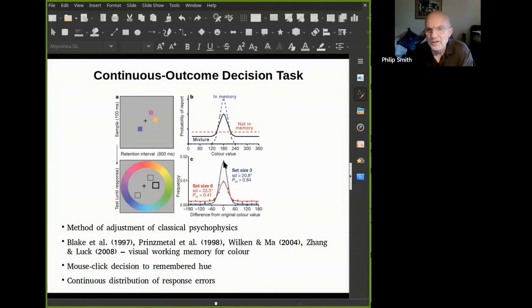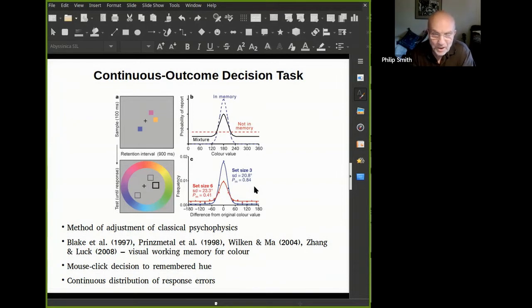And the typical data that you obtain from this task are peaked, heavy-tailed distributions of response errors centered around the true color. So the size of the peak varies with the number of items in memory. More items gives lower peaks, and then you have these heavy tails that extend to the left and right. And there's been a very active debate for the best part of 2 decades now about whether the shape of these distributions is evidence for an item capacity limited memory store or not.